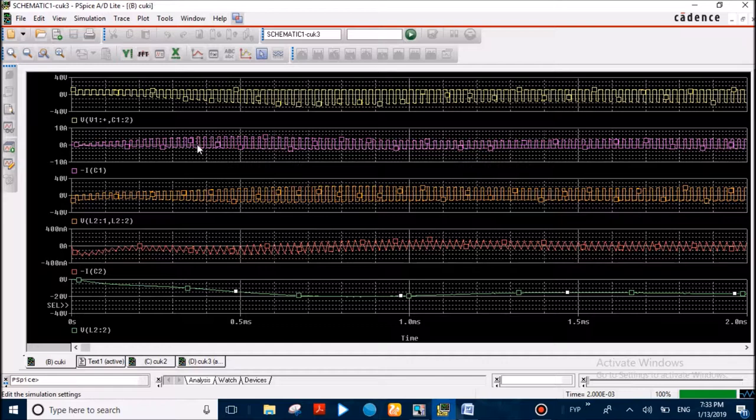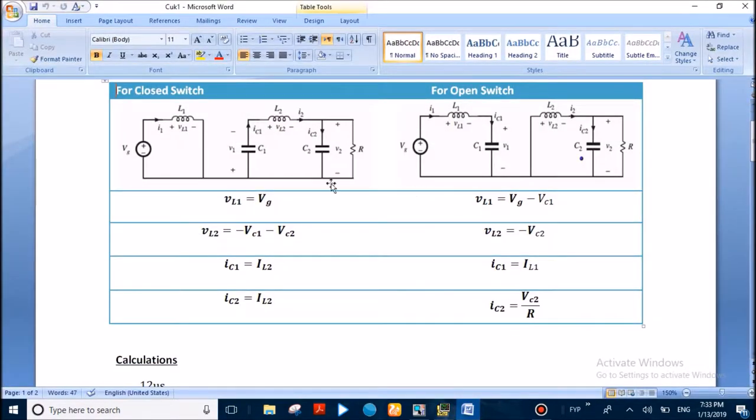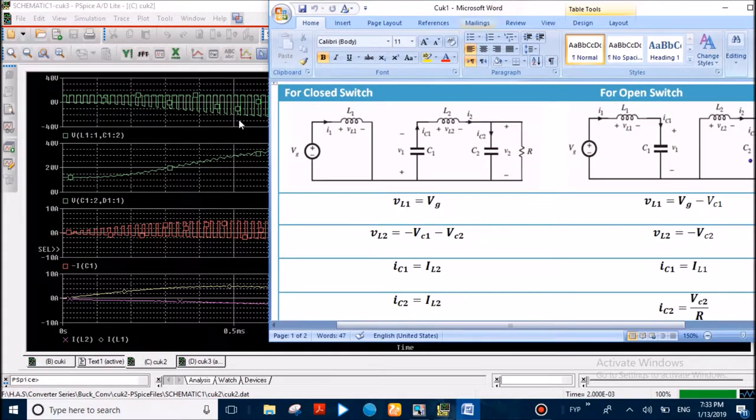Now, we will go through each of these graphs and the remaining voltages and currents, and how they are appearing the way they are appearing. As you can see, we have this circuit for when the switch is closed and this one when the switch is open. So, we can see that this is our inductor voltage across L1, and it is VG when the switch is closed. That is our input source, that is plus 12 volt. And when the switch is open, it is VG minus VC1, and VC1 is here.